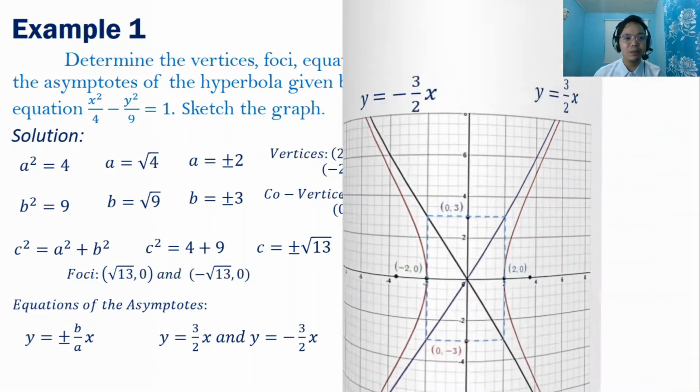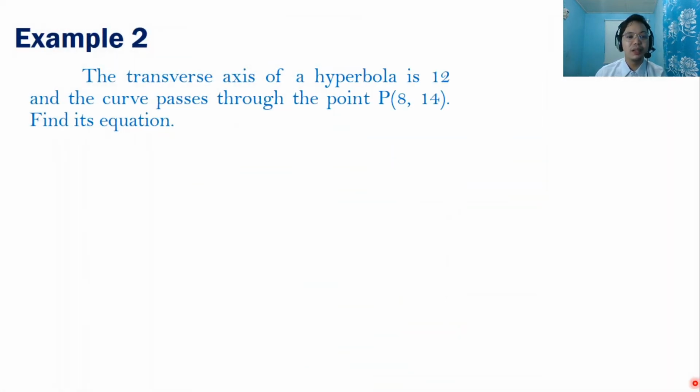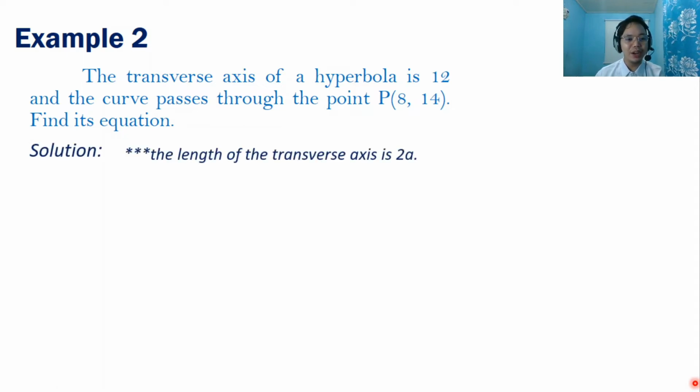Let's have our example number 2. The transverse axis of a hyperbola is 12 and the curve passes through the point 8, 14. Find its equation. So, for our solution, let us remember that the length of our transverse axis is 2a. Then, i-equate lang natin yung 12 doon sa 2a for us to be able to find the value of a. So, a is 6.